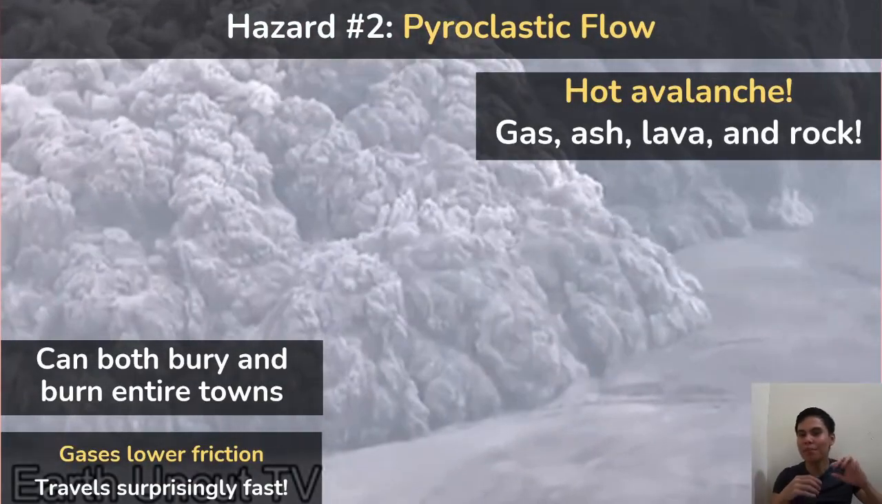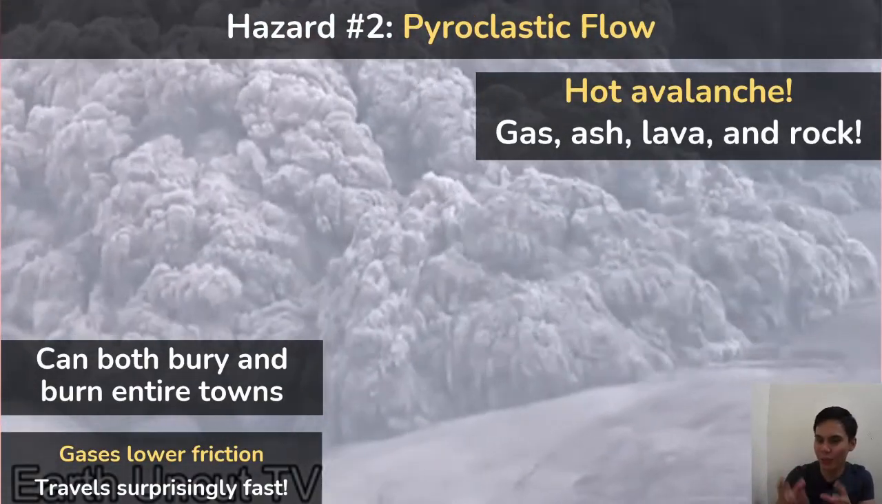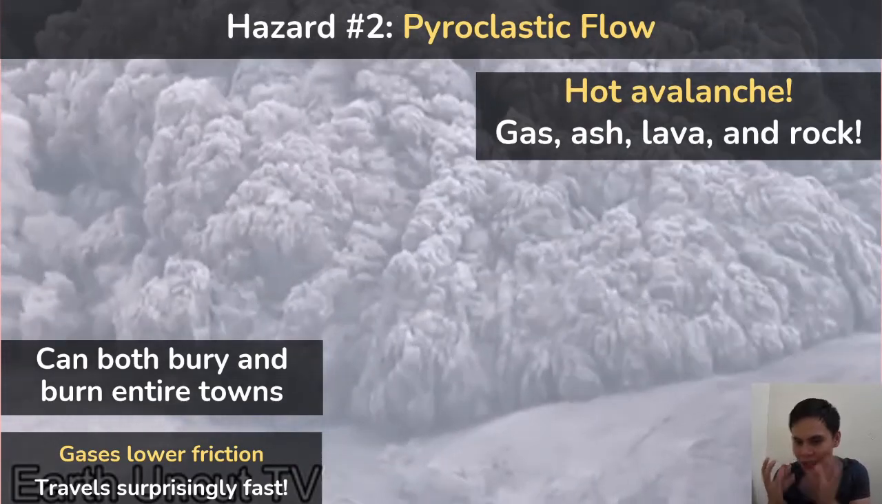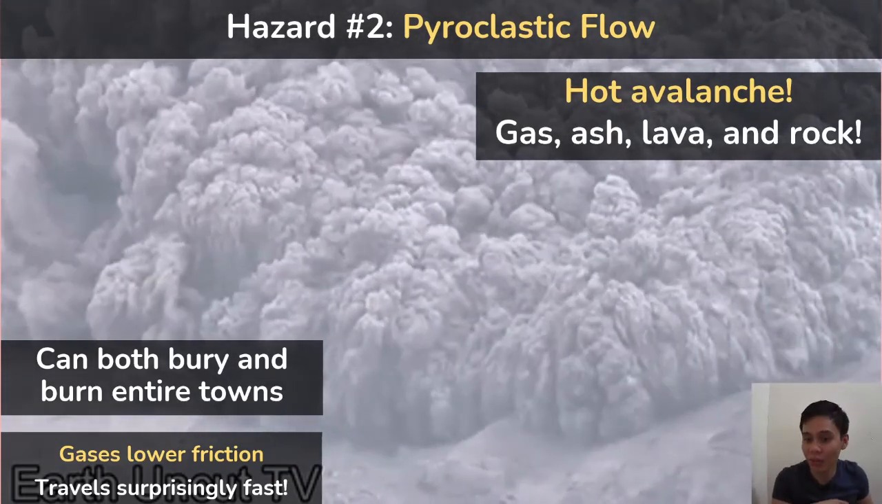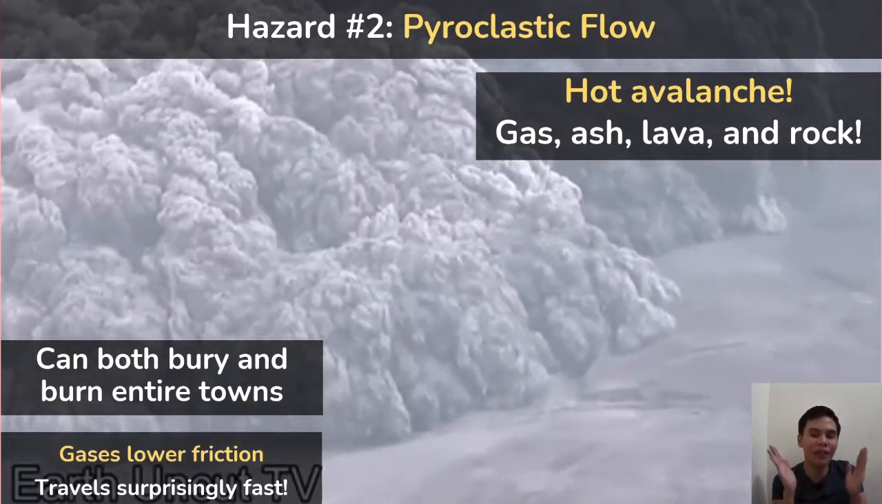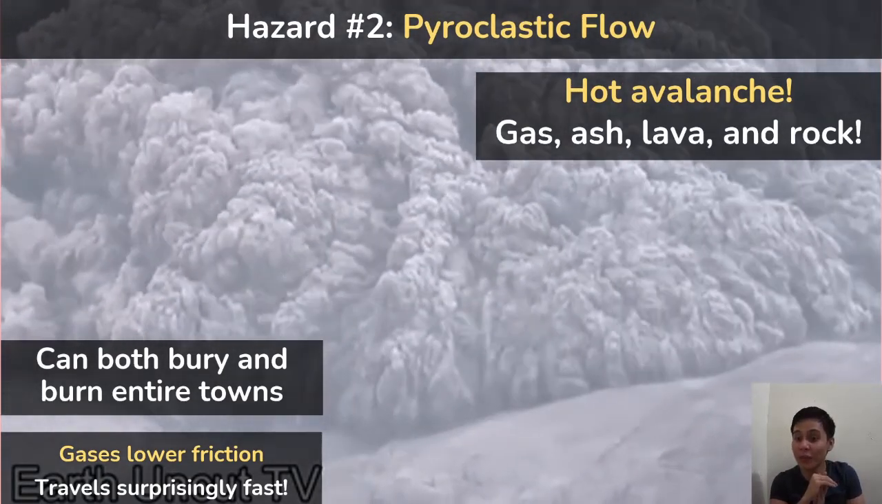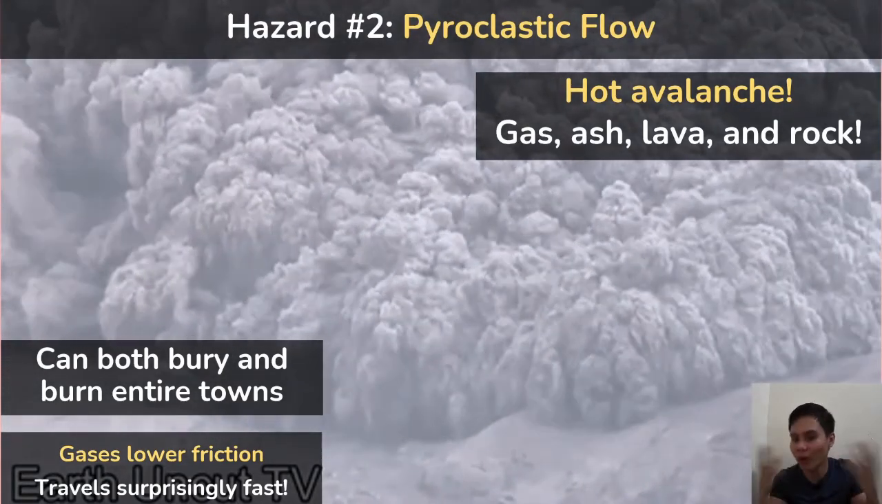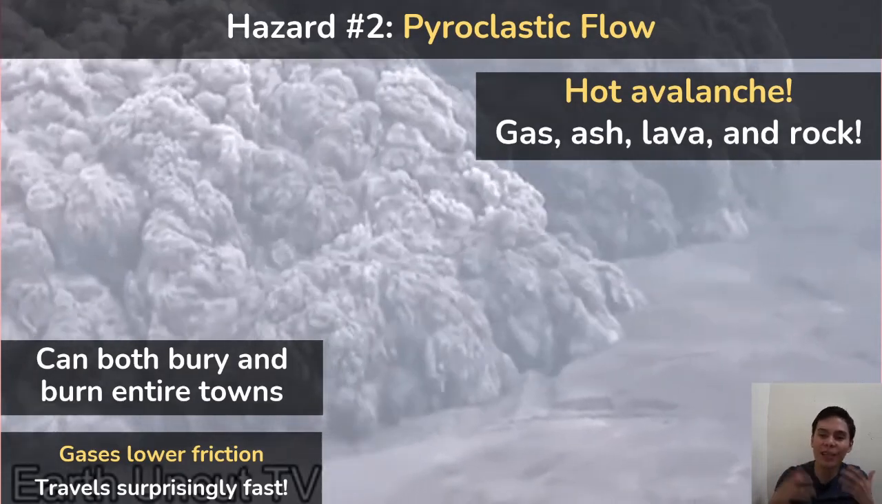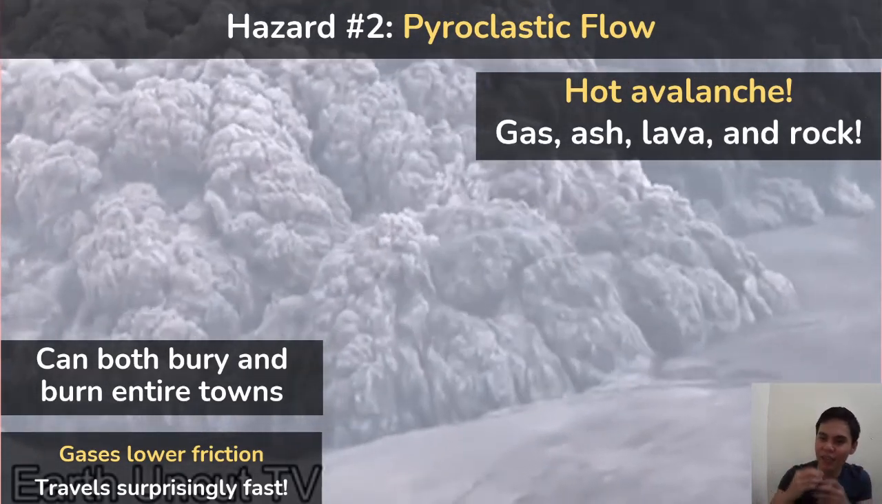Hazard number 2 is pyroclastic flow. A bit lesser known, but just as, if not more dangerous than lava flow. See, lava flows very, very slowly. You can kind of briskly walk away from it unless it's pahoehoe lava flow. But pyroclastic flow is very, very fast. It's like a very hot avalanche.